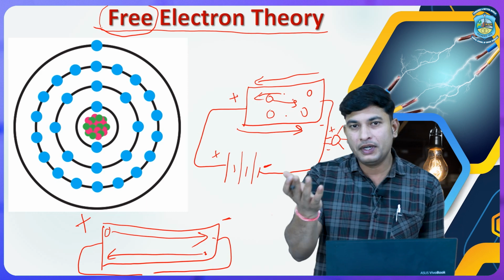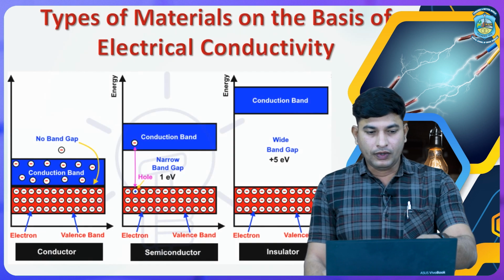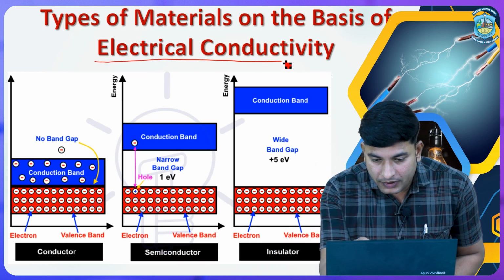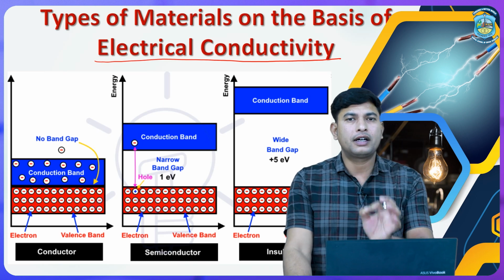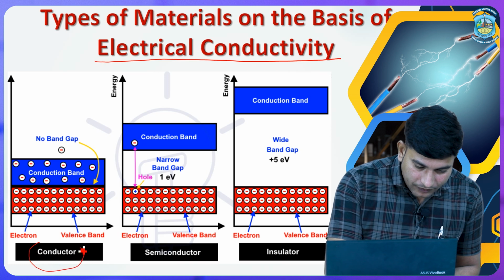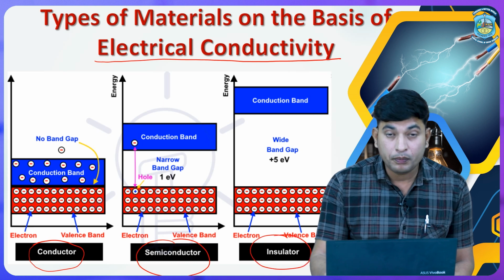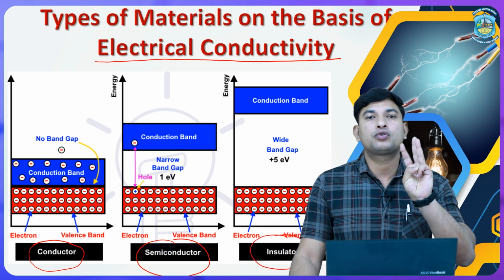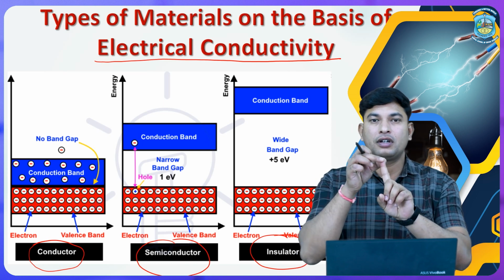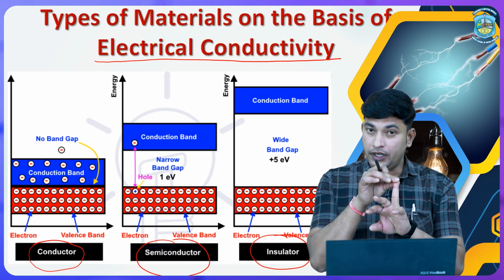As we all know, on the basis of electrical conductivity we have three types of material. See, types of material on the basis of electrical conductivity, and the basis of electrical conductivity means whether they are conductors of electricity or not. So this is the example of a conductor, this is the example of a semiconductor, and this is the example of an insulator. So we can say that we always have solid materials in three types. First, conductors, second, semiconductors, third, insulators.